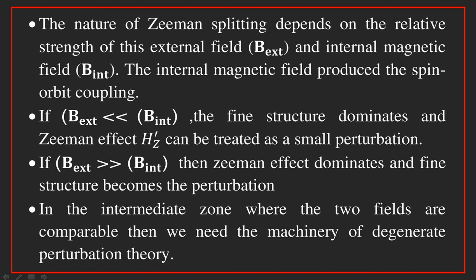Now, if the externally applied magnetic field is much stronger than the internal magnetic field, then the Zeeman effect dominates. So the Zeeman effect comes in the main Hamiltonian part, and the fine structure, that is the spin-orbit coupling and the relativistic correction, becomes the perturbation part. So this is called the strong field Zeeman effect. And in the intermediate zone, in which B external and B internal are comparable, it is called the medium field Zeeman effect, and that treatment is somewhat difficult. The strong field and weak field are easy to calculate. So we will calculate each Zeeman effect one by one.